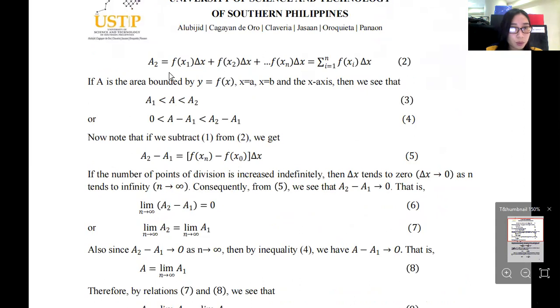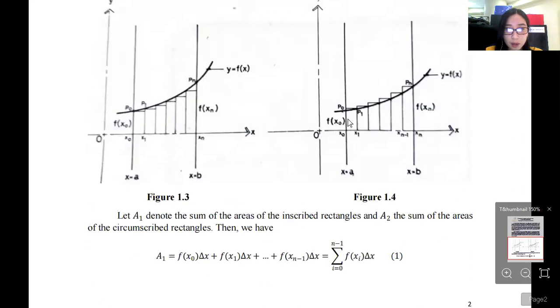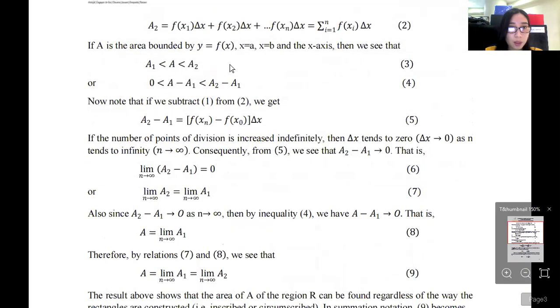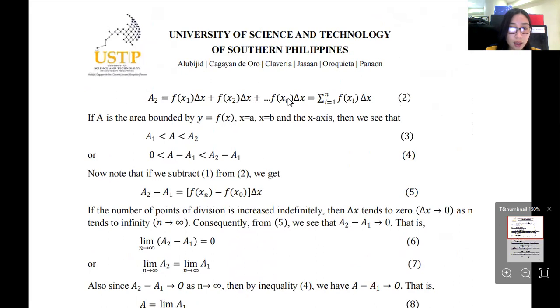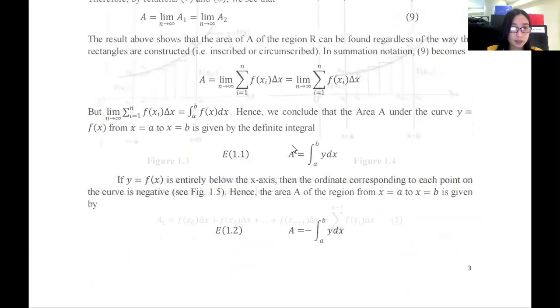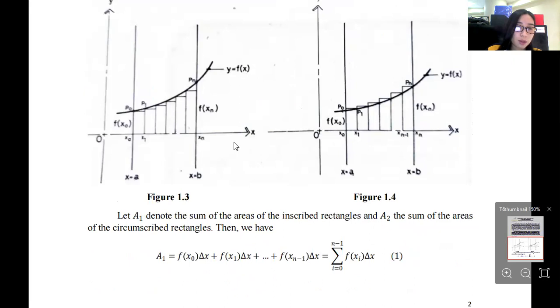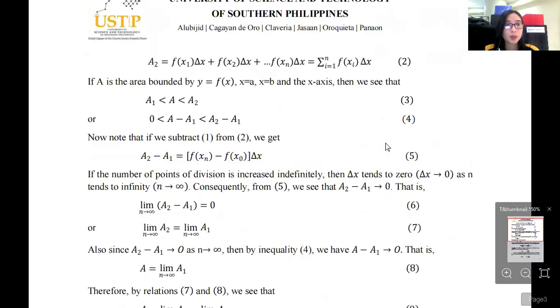For our A sub 2, it is equal to f of x sub 1 delta x, starting at your x sub 1, delta x, until f of x sub n times delta x. Remember, class, that for inscribed rectangles we start on the right side. For circumscribed, we start on the left side, kung inscribed, or the right side, kung circumscribed.